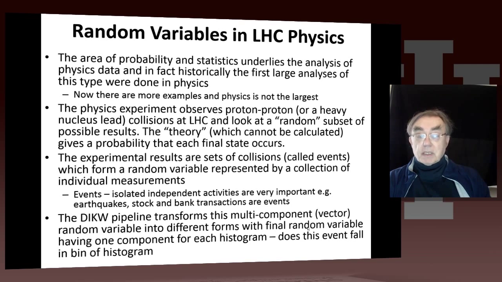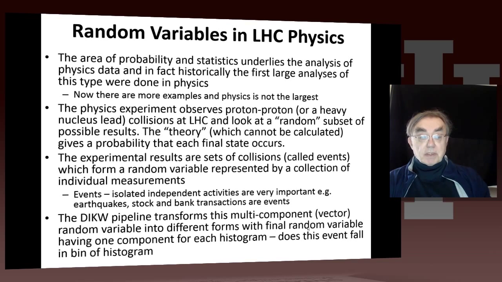So we have these collisions, which are all random. And then we have results, which are actually the events caught. These are very complicated events because they record everything that happened in the collision. They represent a random variable, which is a sort of vector, because there are lots of results. That vector, in some sense, has a different length on every collision, because you produce a different number and type of final state on every collision. Such events, which are isolated independent activities, are very important; earthquakes, stock transactions, and bank transactions are also other types of important events.